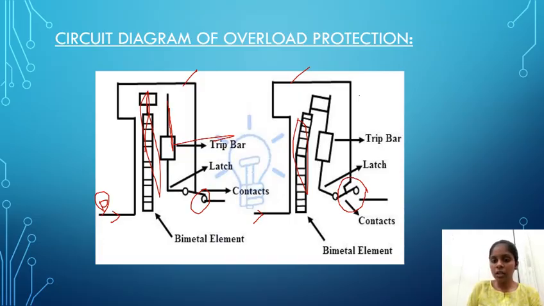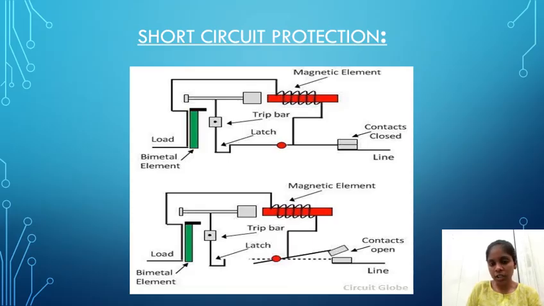Now next, short circuit protection. The main difference between overload protection and short circuit protection is the presence of a solenoid. This is the solenoid. Generally they mention it as a magnetic element. This solenoid is wound with copper coil, and the principle is the same.